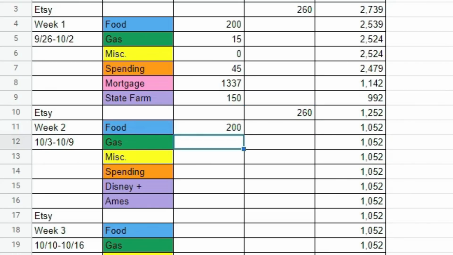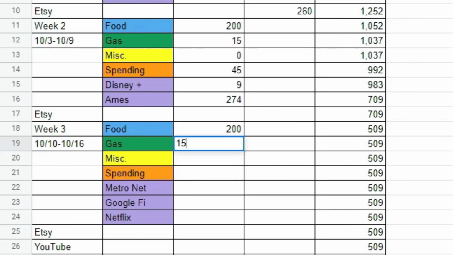So now I'm going down to the next week, week 2, and I'm going to fill in all of those variable amounts again. $260 for Etsy, $200 for food, $15 for gas, $0 for miscellaneous, and $45 for spending. Okay, next we have Disney Plus, and that is $9 a month. And then we have the city bill, City of Ames, which is $274. Thanks to you guys, I finally got on budget billing with the city, and I'm so excited because now I know that it is going to be $274 every single month.